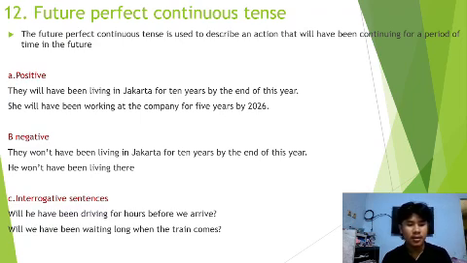Negative: they won't have been living in Jakarta for 10 years by the end of this year. He won't have been living there. Interrogative sentence: will he have been driving for hours before we arrive? Will we have been waiting long when the train comes?